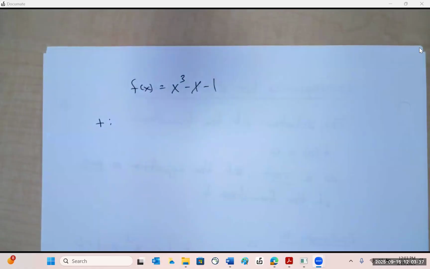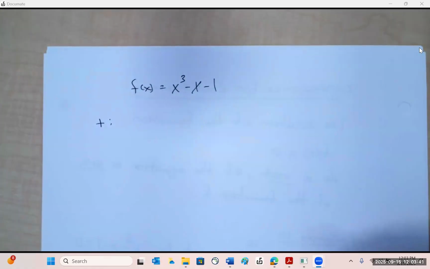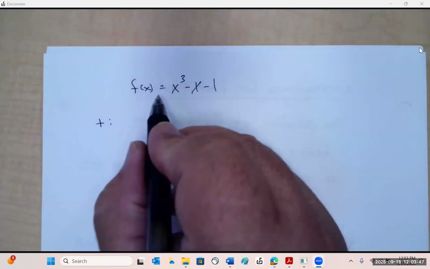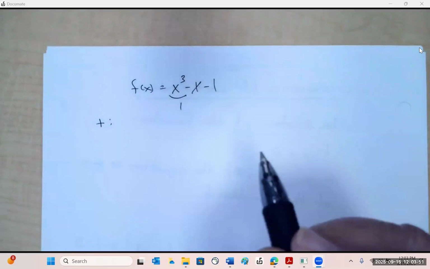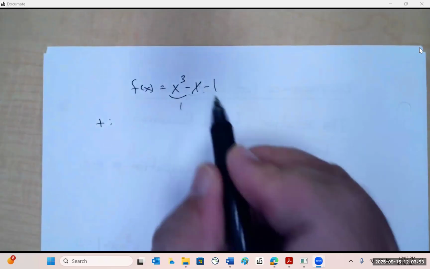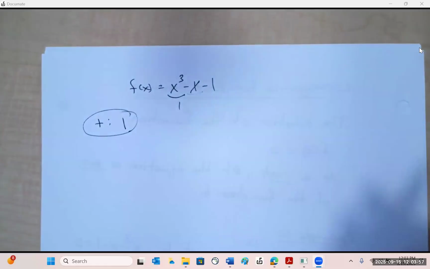Positives. Descartes' rule of signs says, count the number of sign changes there are. This is a positive number. It's changing to a negative. That's one sign change. Negative, negative. So we have one. So that means we're guaranteed one positive solution.